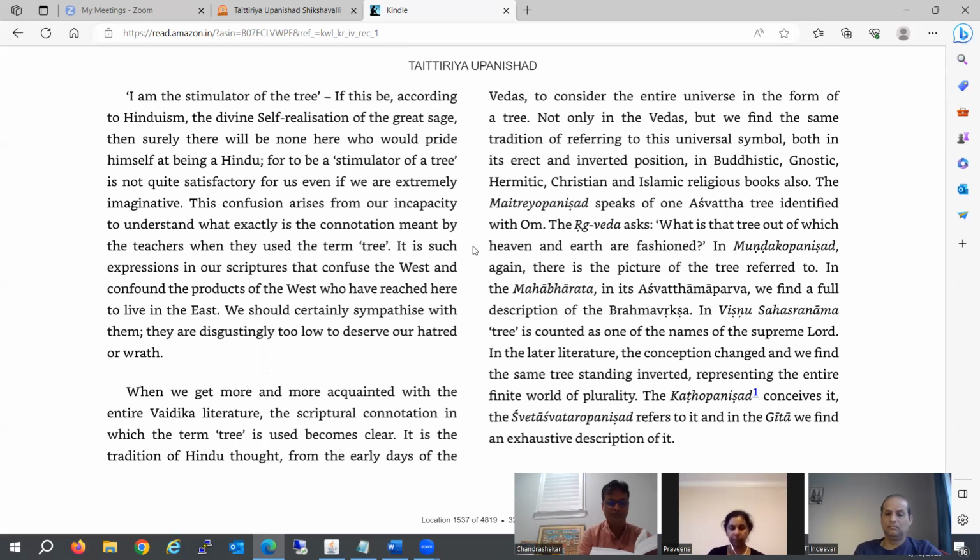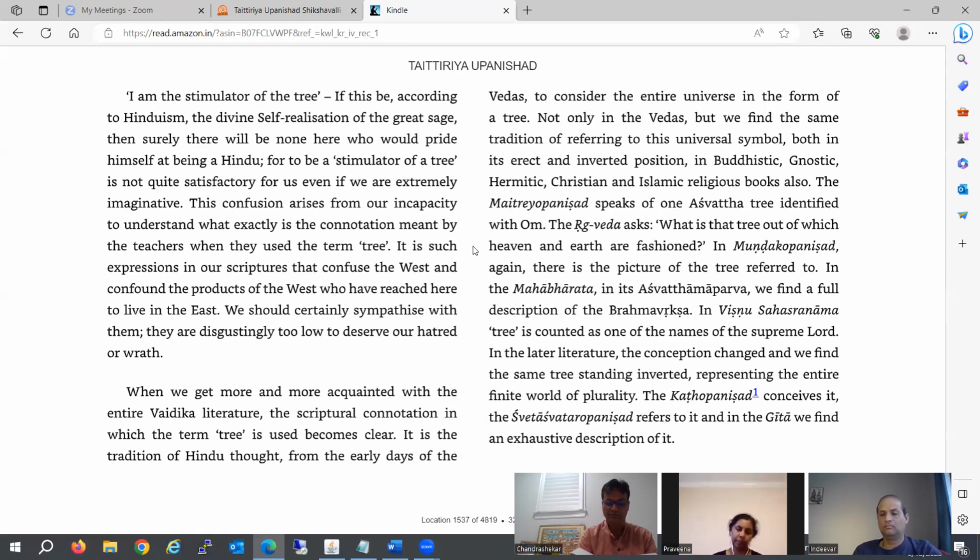Continue. "I am the stimulator of the tree." If this be, according to Hinduism, the divine self-realization of the great sage, then surely there will be none here who would pride himself at being a Hindu. For to be a stimulator of a tree is not quite satisfactory for us, even if we are extremely imaginative.